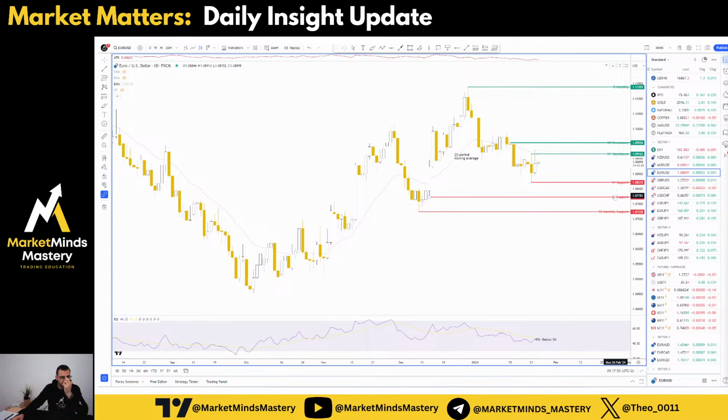First on the list is the euro US dollar. The price, as you guys see here, yesterday rejected the 20-period moving average. At the same time, the previous day's high at this what we call R1 resistance.